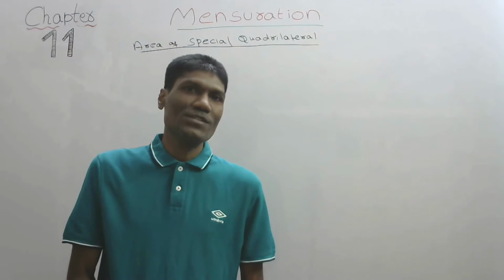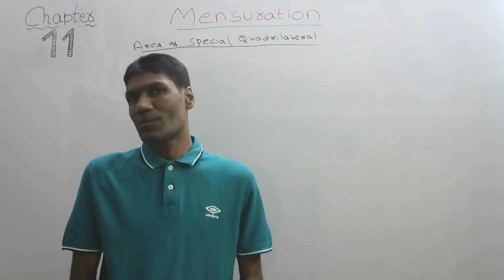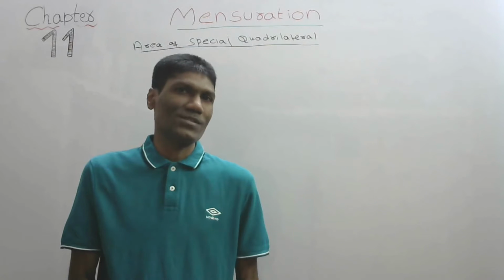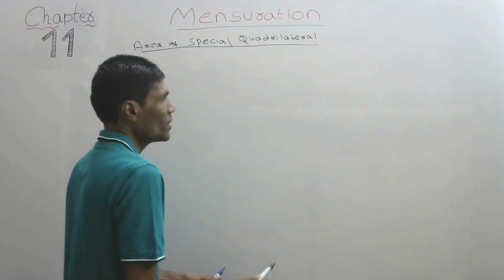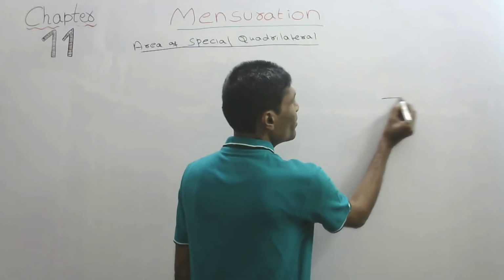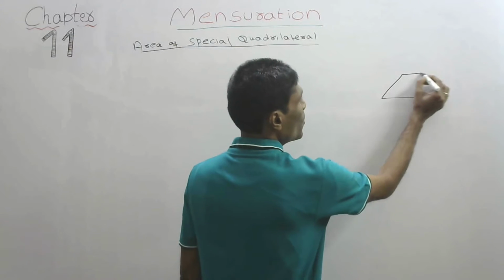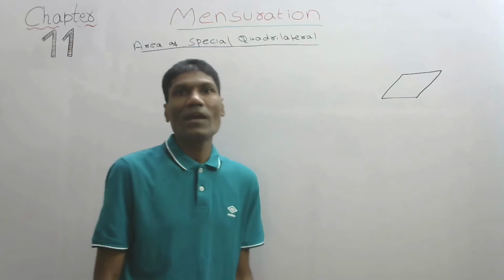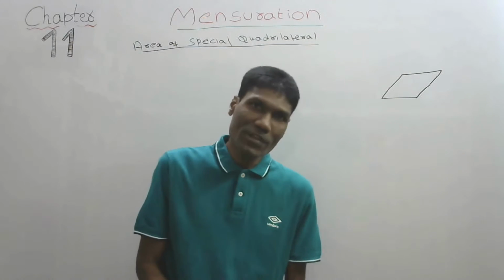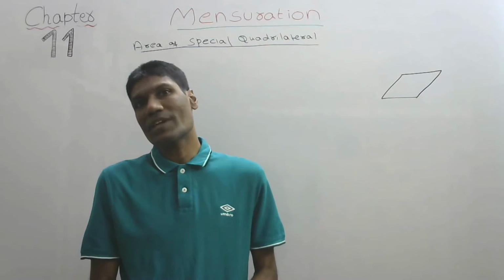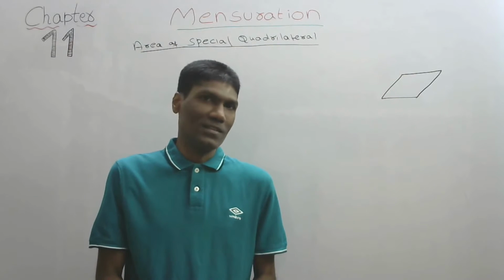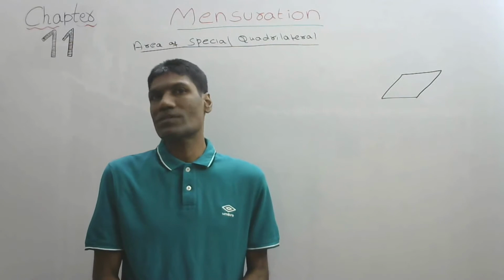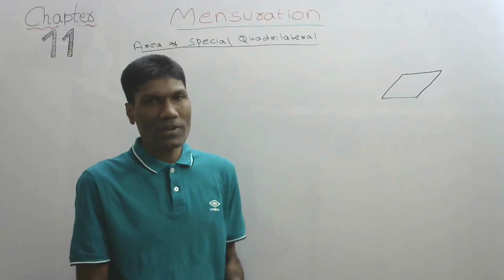Next, we will see the area of some special quadrilaterals. Say, for example, rhombus. Remember the rhombus? What is a rhombus? A quadrilateral in which all four sides are equal. That is called a rhombus. So let us take one rhombus.